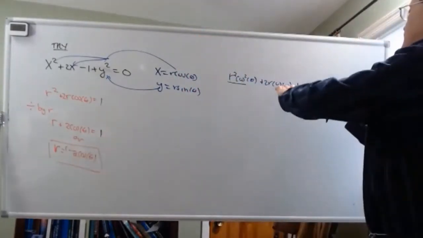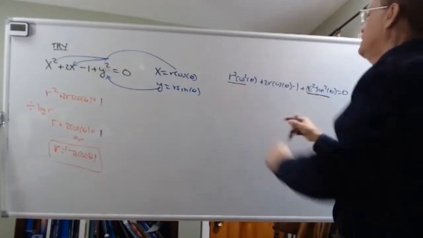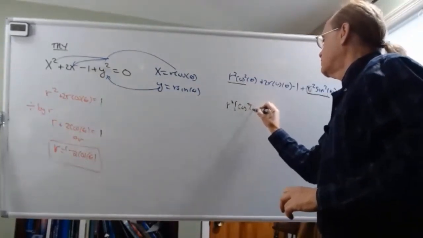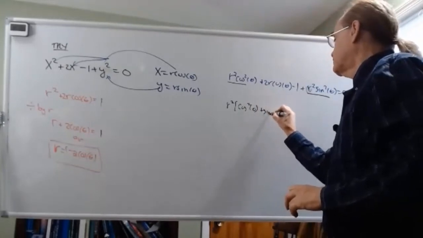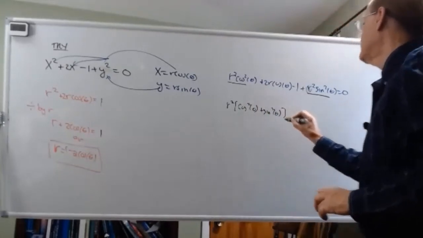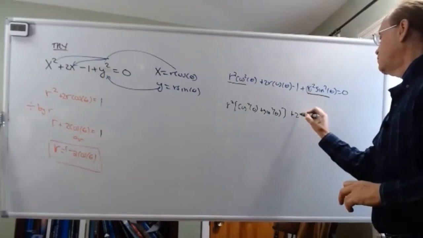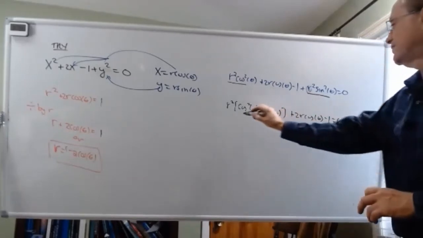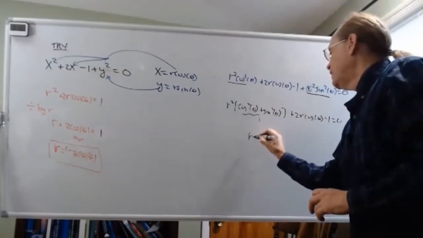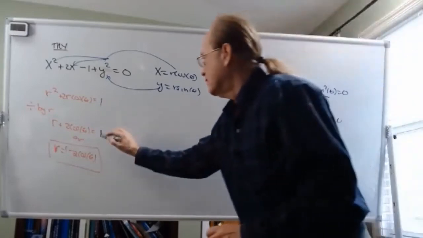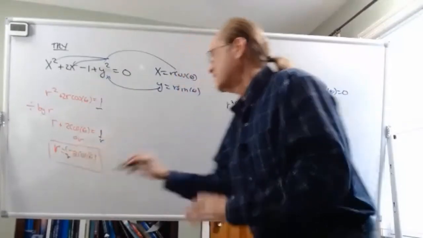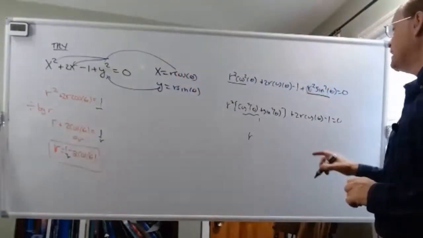So when I do that over here, I can combine those together and get simply r squared. Let me do it. Cosine squared theta plus sine squared theta plus 2r cosine theta minus 1 equals 0. This is just 1, so I get, and it's something that gives me 1 over r. Yeah, gotta be careful. But don't quite get it as nice as that one.